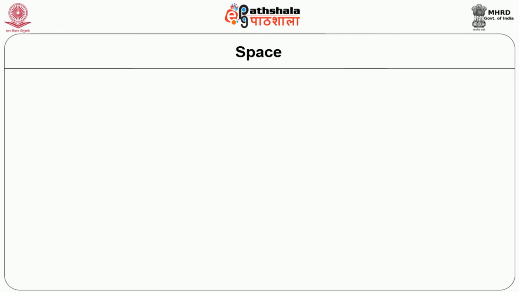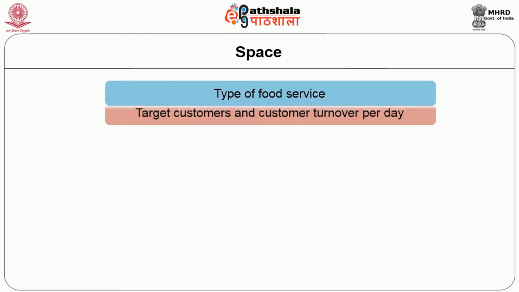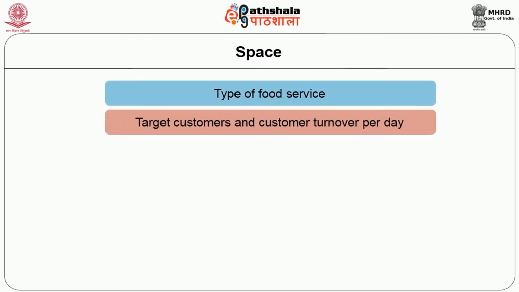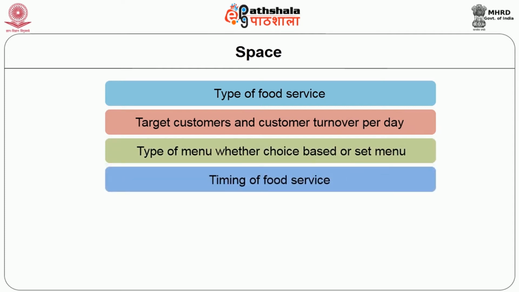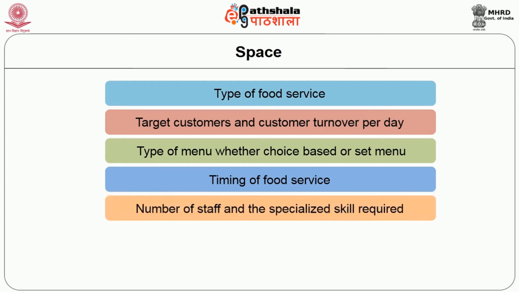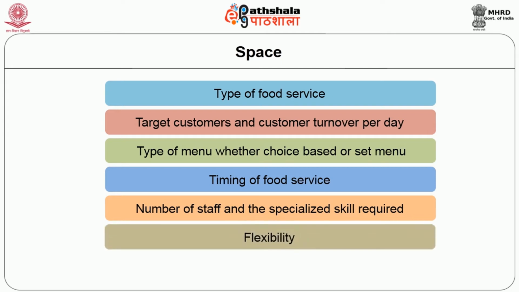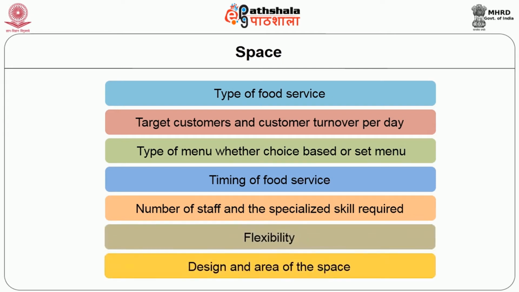Certain points should be kept in mind regarding utilization of spaces. Say for example, type of food service, for example, whether self-service or waiter service, target customers and customer turnover per day. The type of menu, whether choice based or a set menu. Next, timing of food service, what the peak hours in a food service establishment are. Number of staff and specialized skill required for that particular activity. Flexibility, then design and area of the space.